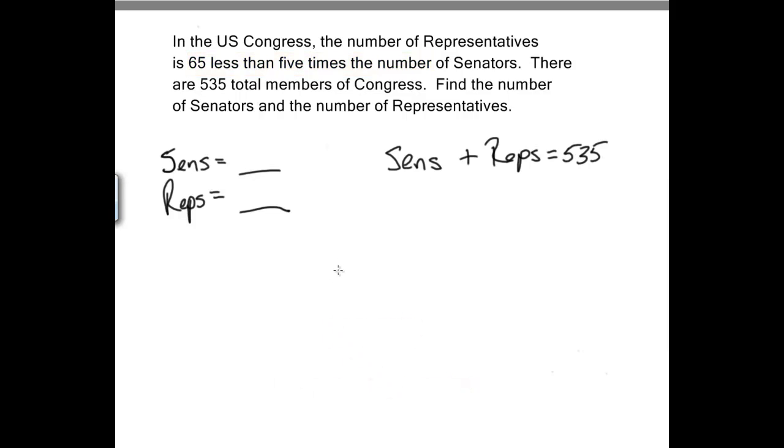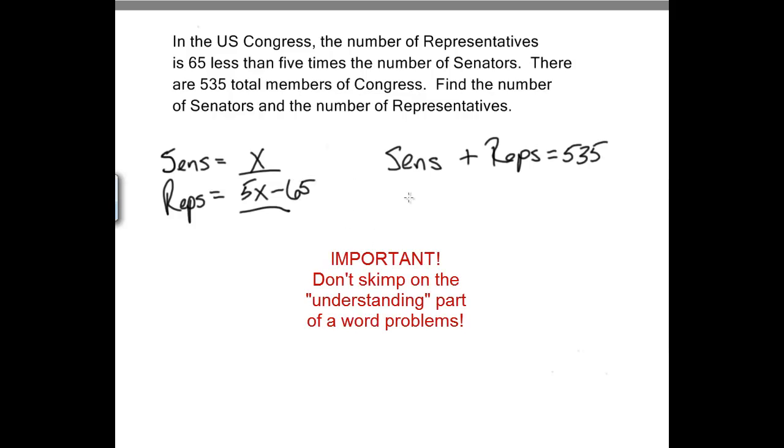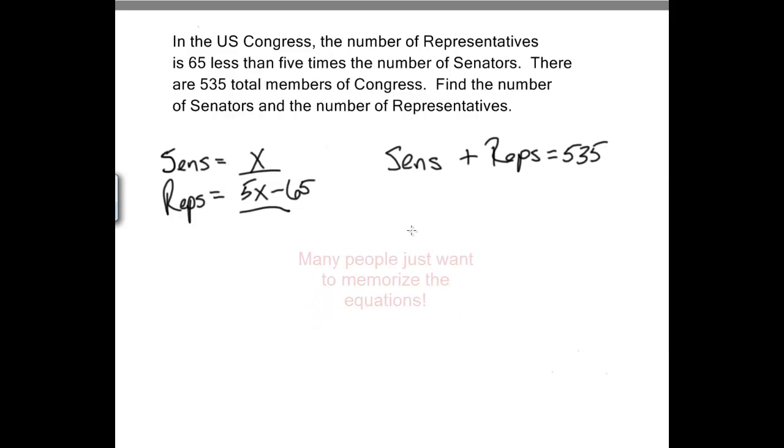Well, normally when you have a word problem, the one that you can say, if I knew that one, is the one that becomes your variable. So let's let senators equal x. I could let it equal s or whatever else I wanted it to be, but I'm going to let it equal x. And once I know that x, I'm going to take it and multiply it by 5 and subtract 65. So representatives is equal to 5x minus 65. And so we're kind of ready to go now, but notice we spent time figuring out what the question was asking before we went straight to setting up an equation.